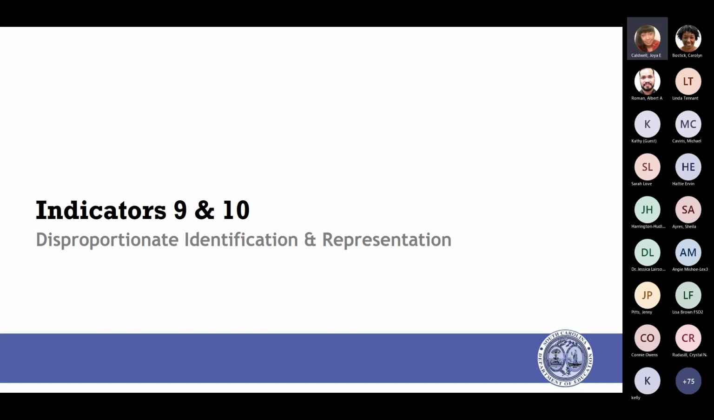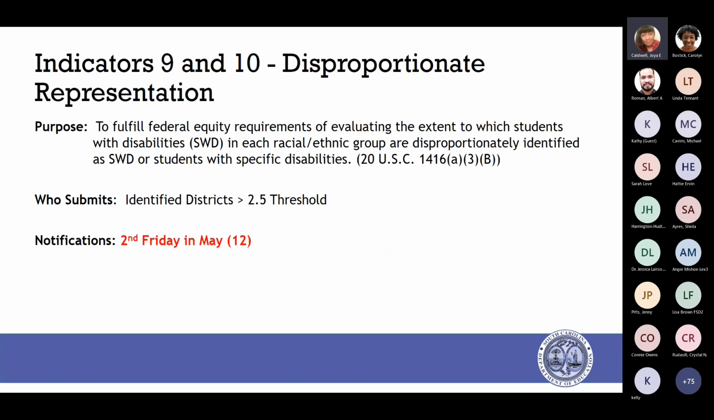Now we'll go into indicators 9 and 10, which talk a bit about disproportionate identification, representation. Next slide. This one also, just as a reminder, has the same threshold and is due on the second Friday in May, the 12th. Indicators 9 and 10, just like indicator 4B, are also compliance indicators.